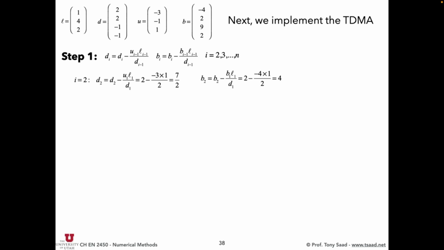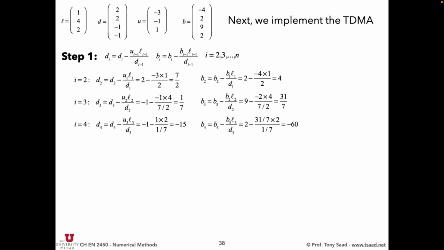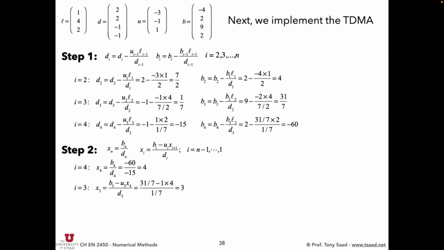And you continue for i equal 3 and i equal 4. You get the new D2, D3, D4, B2, B3, B4. Your D1 is unmodified, okay? And then step 2, you implement the second formula. You start with the end, i equal 4. That's x4 equal b4 over d4. You take the ratio. Bam, you get your first solution, x4. Remember, we're looking for the x values. Those are our unknowns. Same thing, x3, x2, and x1, okay? Now, this system I set up in a way so that we get 1, 2, 3, 4 for the solution. Yes?